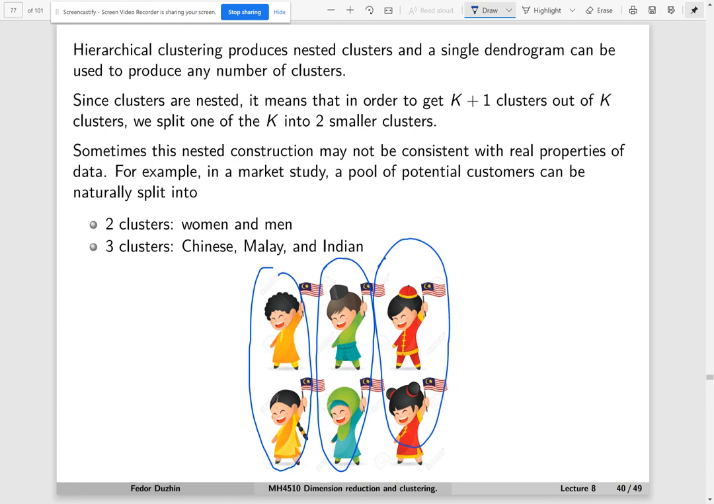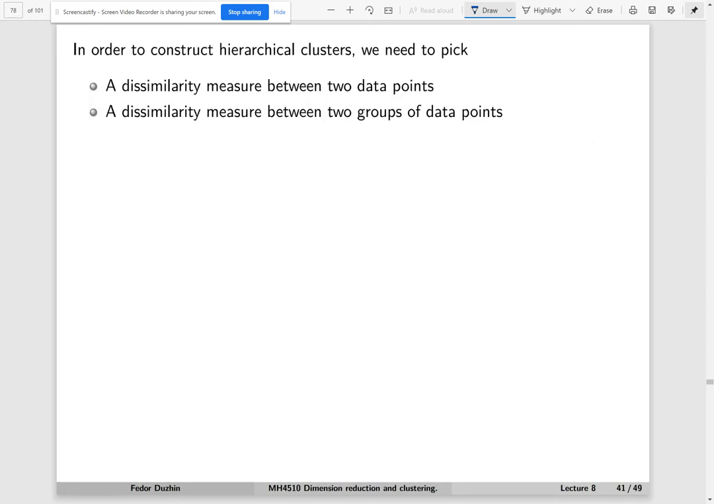So this is an example where 2 and 3 clusters do not form a nested construction. The 3 clusters are not obtained from 2 clusters by splitting one of the 2 clusters. So we would not be able to detect this with hierarchical clustering. But with k-means clustering, we still would be able to detect it. So this is a disadvantage of hierarchical clustering.